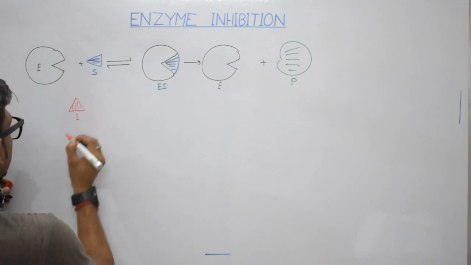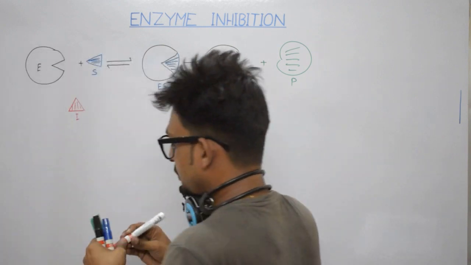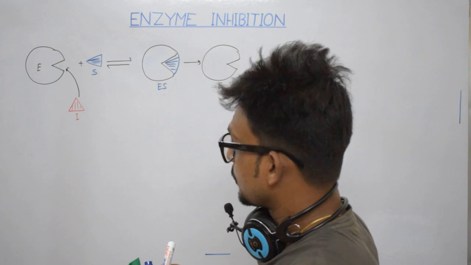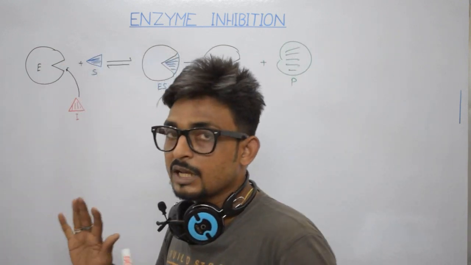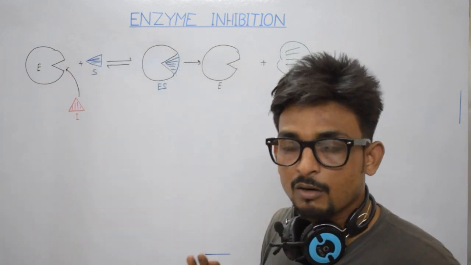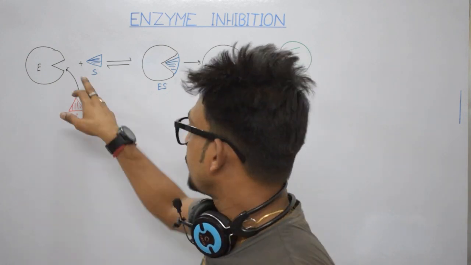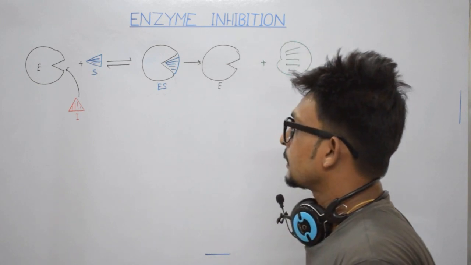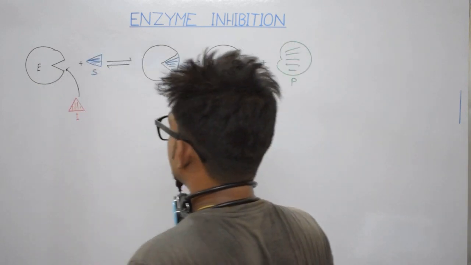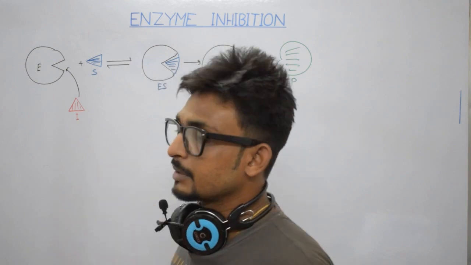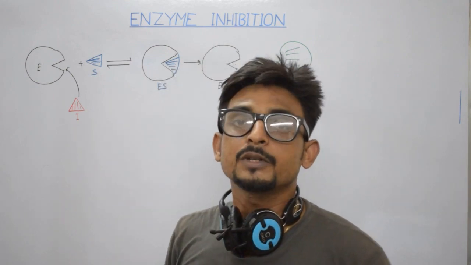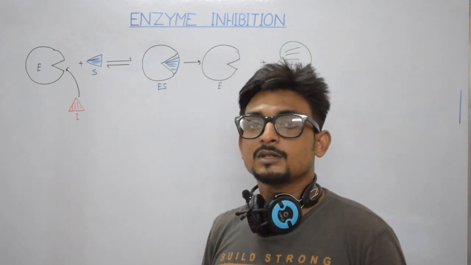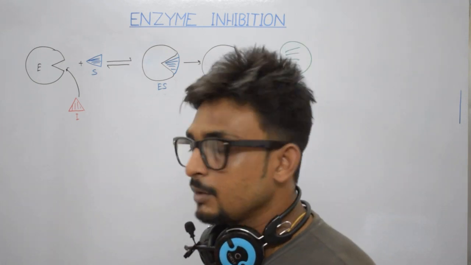Suppose let's say this particular thing is the inhibitor. Once this inhibitor binds with the active site, the active site is not available, so there is no availability for the substrate to bind with the active site. After that, inhibitors can be categorized into different types, broadly into two types. Under these two types different categories are also there. So let's see one by one.